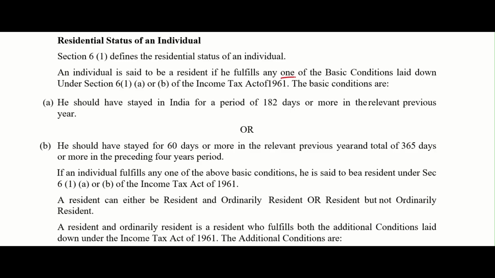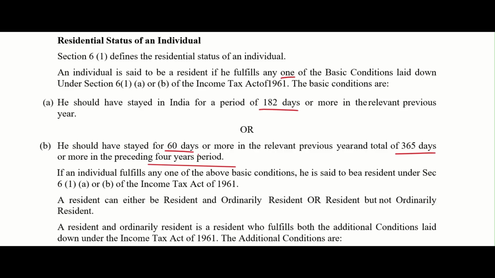The basic conditions are laid down under section 6 subsection 1 clause A or B of the Income Tax Act of 1961. What are those basic conditions? The first basic condition: he should stay in India for a period of 182 days or more during the relevant previous year. Relevant previous year means during the financial year. Or the second basic condition: he should have stayed for 60 days or more in the relevant previous year and a total of 365 days or more in the preceding 4 years. Both have to be fulfilled here.